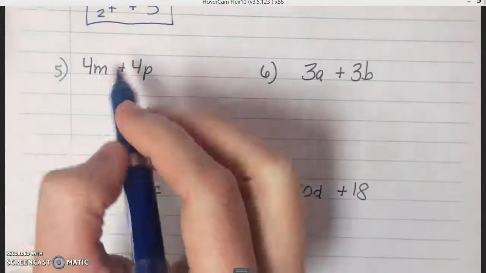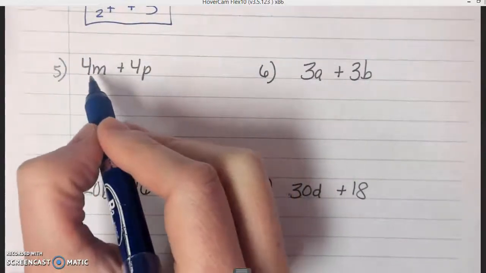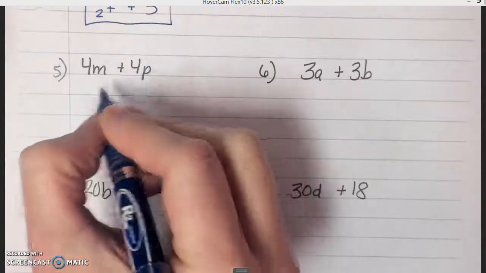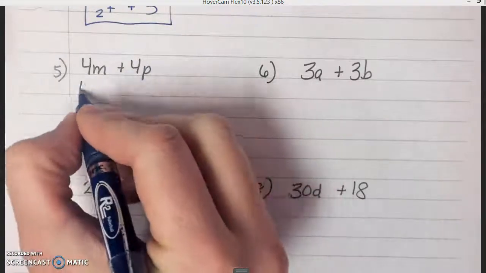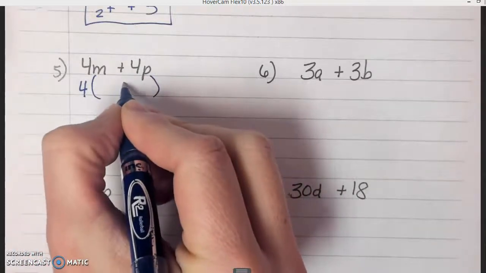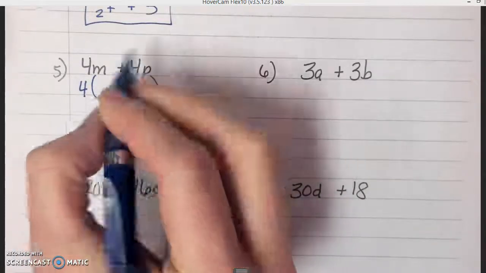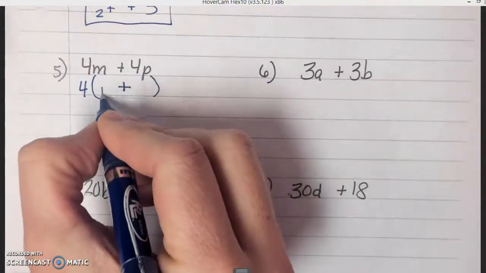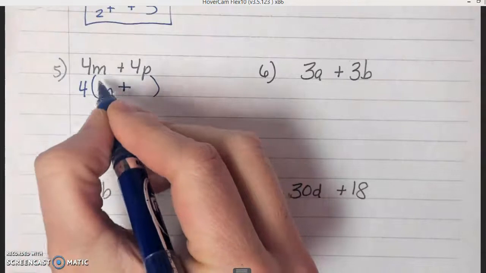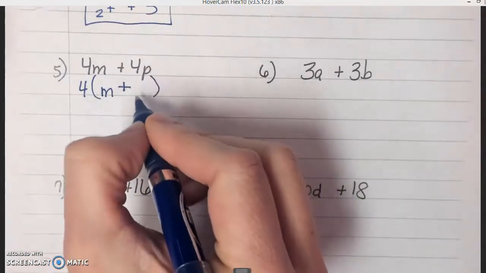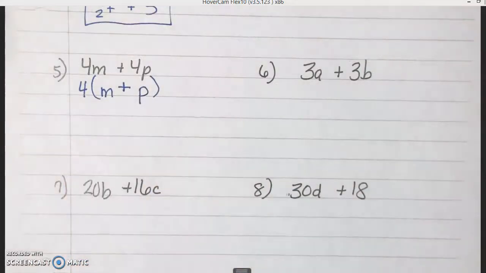So what we're going to do is we're going to get the greatest common factor of each term. So in this case, the greatest common factor of 4m and 4p would be 4. And that's going to go outside of parentheses. And I still have this plus sign right here in the middle. So 4 will go into 4m one time. So that would be just 1m, or m. 4 will go into 4p one time, so this would just be 1p.